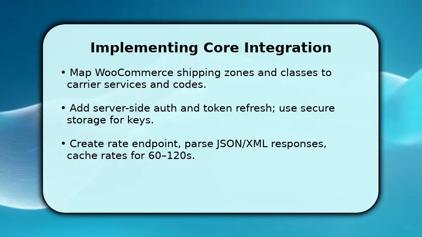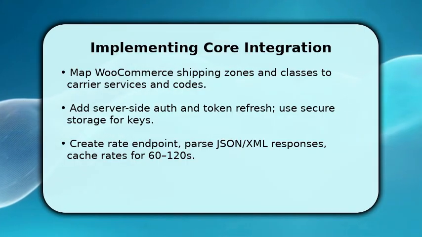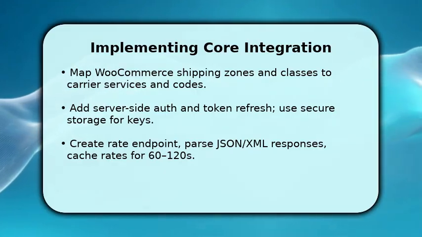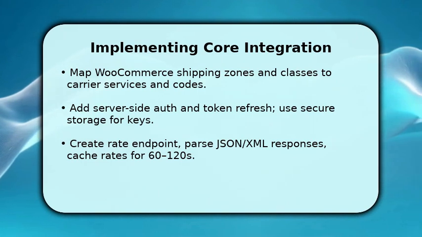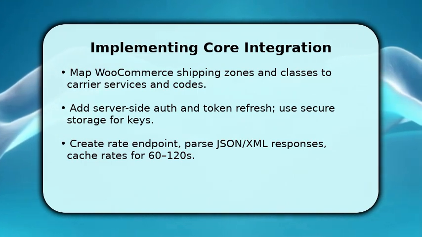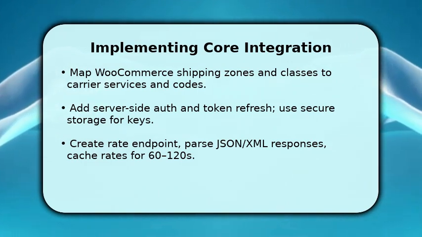Then build the rate request flow: gather cart dimensions, weight, origin, and destination, and send the API call. Parse JSON or XML responses and transform them into WooCommerce shipping methods. Finally, cache responses briefly to reduce latency and API usage.